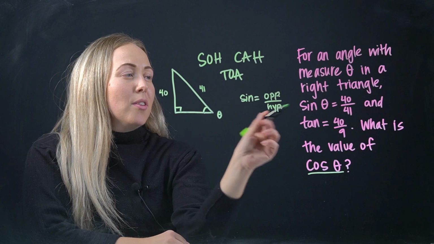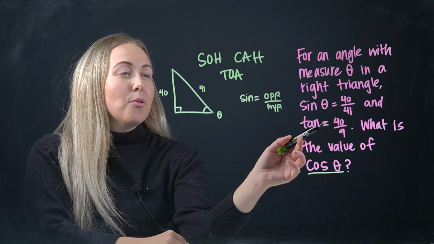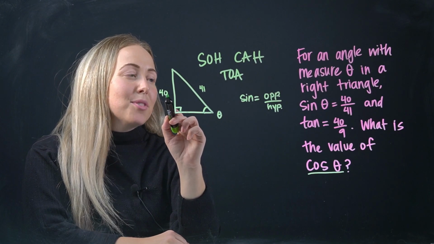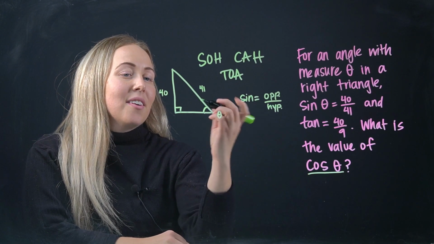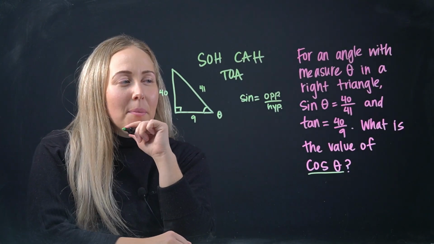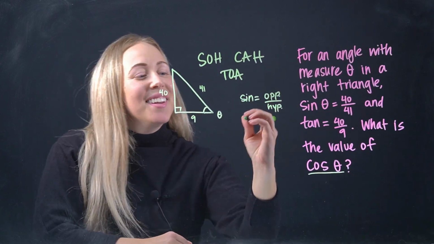So it's 40, 41 for sine, and tangent of theta we know is 40 over 9. Tangent is opposite, 40. Checks out, good. And then adjacent, 9. Boom. Adjacent's the side that touches. Amazing. Are we ready to find cosine of theta? Yes, we are. So how do we find cosine?